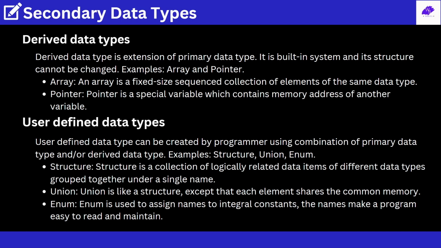Next is a union. A union is like a structure, except that each element shares common memory. That is, if every element in a structure shares a common memory, then it is known as a union. There is a very thin line of difference between structure and union, so it is tough to understand the difference between them. So next is enumeration, that is enum. Enum is used to assign names to integral constants. The names make a program easy to read and maintain. For now you can think of it like a comment, that is, assigning names to the constants.